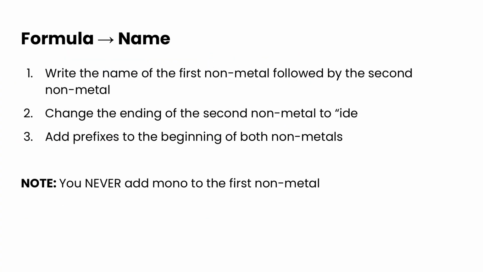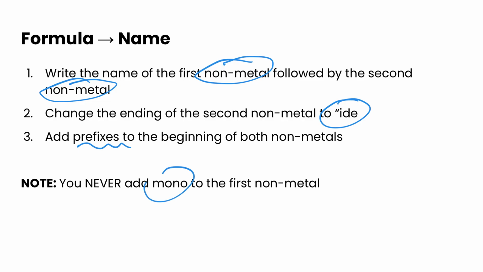Now, what if we wanted to go the opposite direction? We're given a chemical formula and we want to come up with a name. The steps we're going to follow are to write the name of the first nonmetal, followed by the second nonmetal. We're going to change the ending of the second nonmetal to IDE, and then we're going to add prefixes to the beginning of both of the nonmetals. The one caveat to this rule is that we never add mono to the first nonmetal. But if we have a mono for the second nonmetal, we do need to add that in. So let's take a look at some examples and see how this series of rules works.